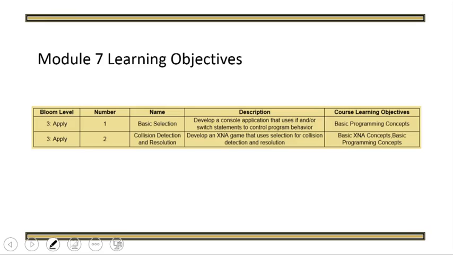In this lecture, we're continuing our discussion of the selection control structure. Here are the module learning objectives for the module. Last time, we talked about the different variations of the if statement we could use to make decisions in our program. This time, we're going to look at another C# statement we can use to implement the selection control structure in C#, and that statement is called the switch statement.